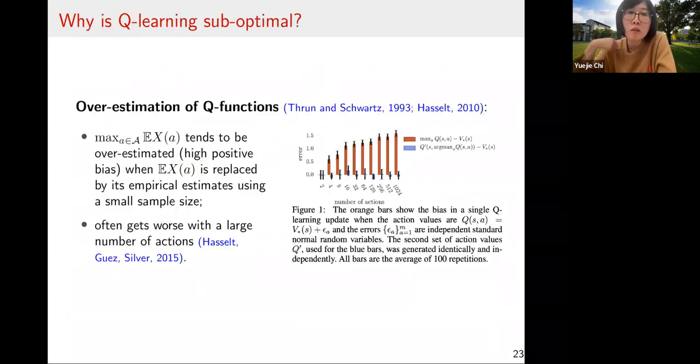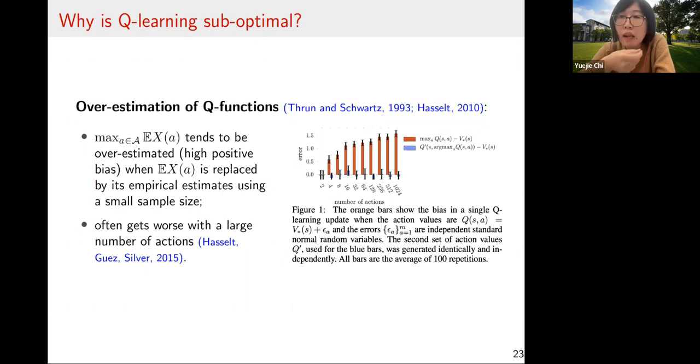Let me comment a little bit more on why Q-learning is suboptimal. This is an issue that people observed even back when Q-learning was first proposed, known as the issue of overestimation of Q-learning. Roughly speaking, when we replace the population Bellman operator by its sample version, we are replacing the expectation of some quantity by its empirical estimates. Due to nonlinearity in the Bellman operator, in the maximization operator for action selection, this tends to get heavily overestimated, having high positive bias when you replace the expectation by its empirical estimate, particularly when you have a small sample size.